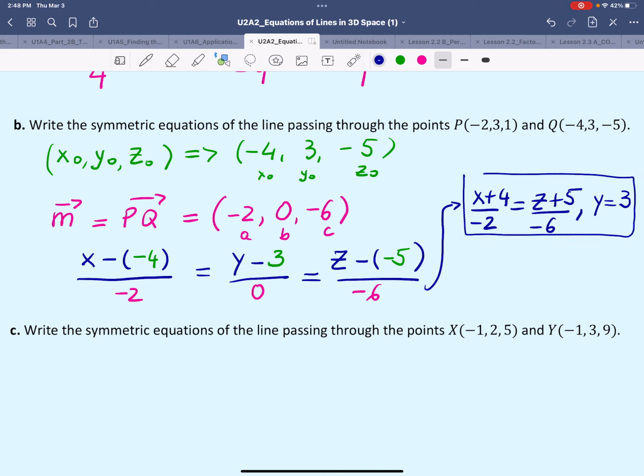Now, you probably wonder, what happens if we actually end up with having, let's say, z equals a number, right? I want you to think about it and ask these questions in class.